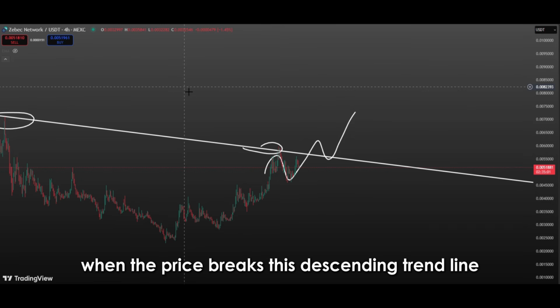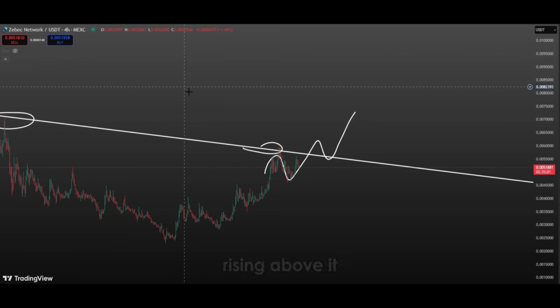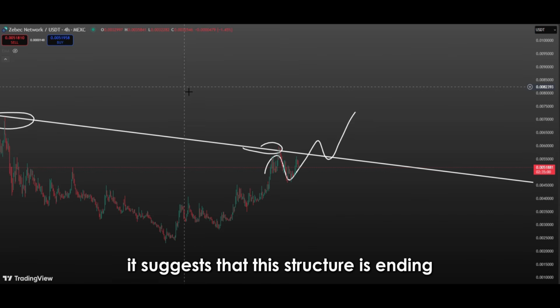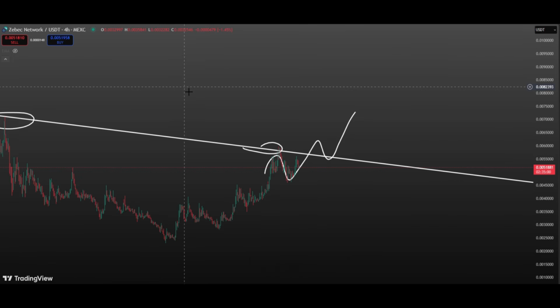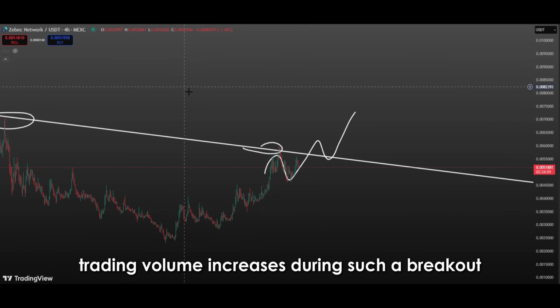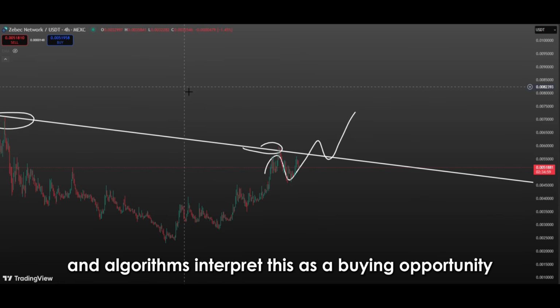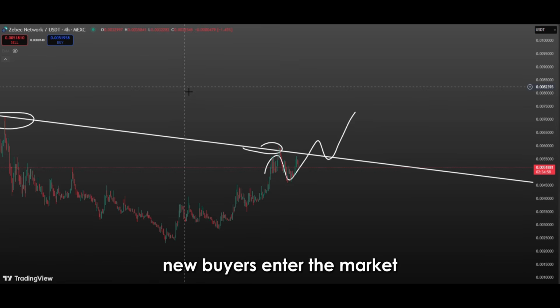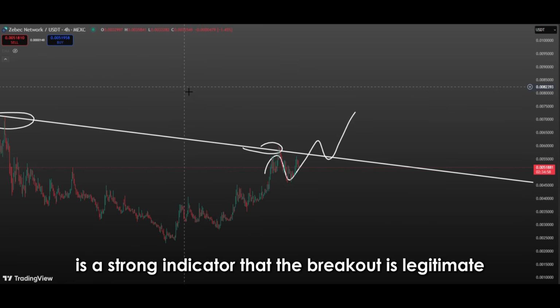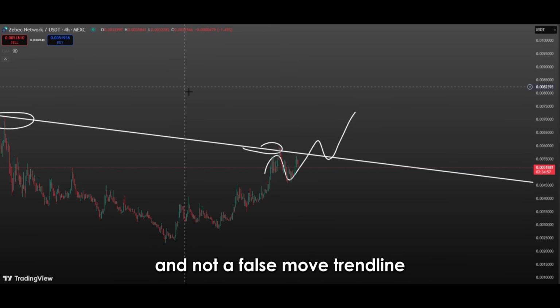However, when the price breaks this descending trend line, rising above it, it suggests that this structure is ending and a new market trend may be beginning. Typically, trading volume increases during such a breakout. Since many technical analysts and algorithms interpret this as a buying opportunity, new buyers enter the market. A rise in trading volume is a strong indicator that the breakout is legitimate and not a false move.